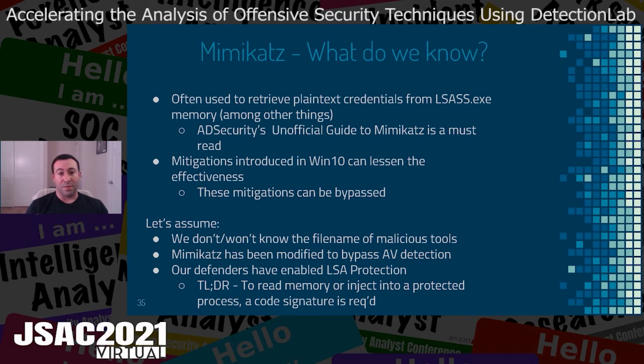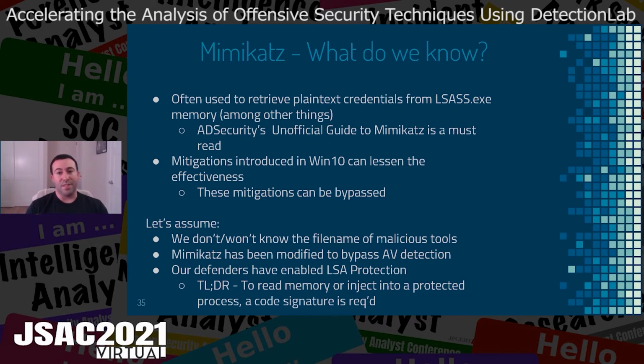Mitigations have since been introduced in Windows to prevent the exposure of plaintext passwords, in Windows 10 for example. However, some of those mitigations can be bypassed. For the sake of this scenario, let's assume we don't know any of the malicious file names being used. Let's also assume the adversary has modified Mimikatz in such a way that it avoids detection by antivirus.